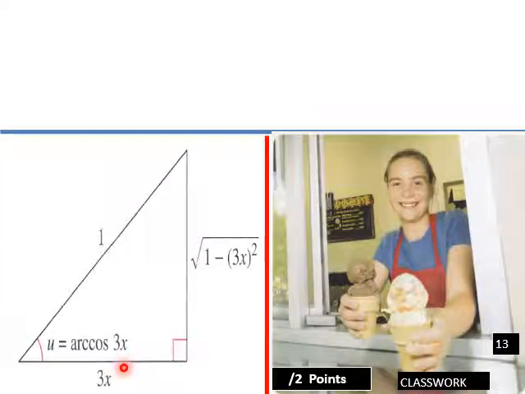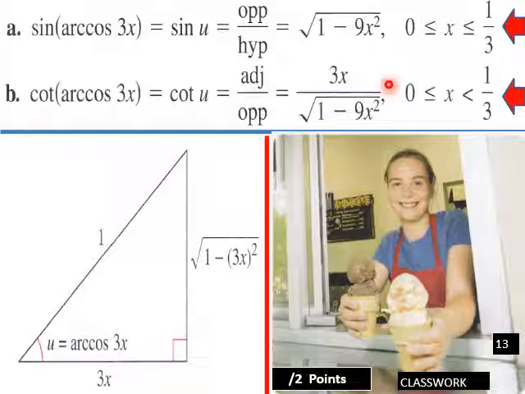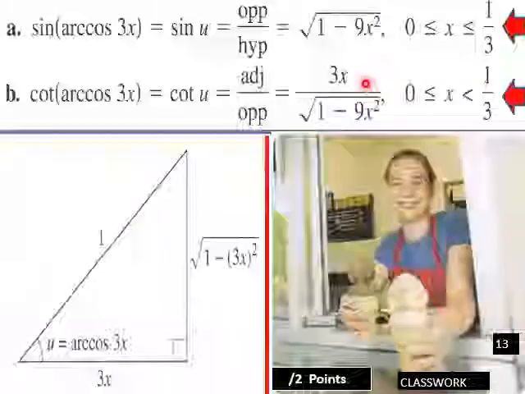So again from here, sine u equals opposite over the hypotenuse. So we have the square root of 1 minus 9x squared after we square this, where 0 is less than or equal to x, less than or equal to 1/3. And then B down here, cotangent of arccosine 3x equals cotangent u, adjacent over opposite, equals 3x over the square root of 1 minus 9x squared. After you square this, that will satisfy this value underneath your radical.